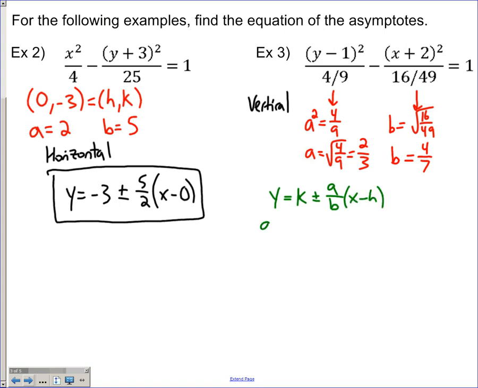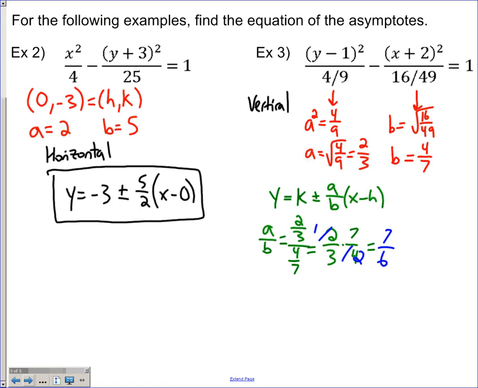Now with our vertical hyperbolas, our equation is y equals k plus or minus a over b. So I want to find out what is a over b. Well, it's going to be 2/3 divided by 4/7. So remember, if we're dividing two fractions, I can multiply by the reciprocal, 2/3 times 7/4, which will reduce to 7/6.